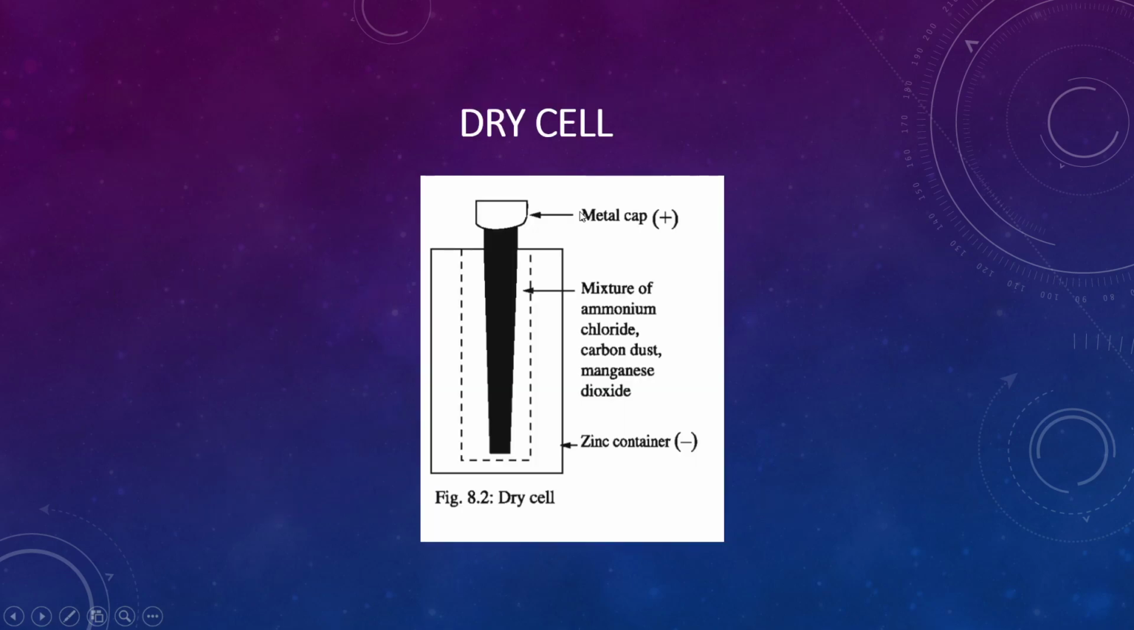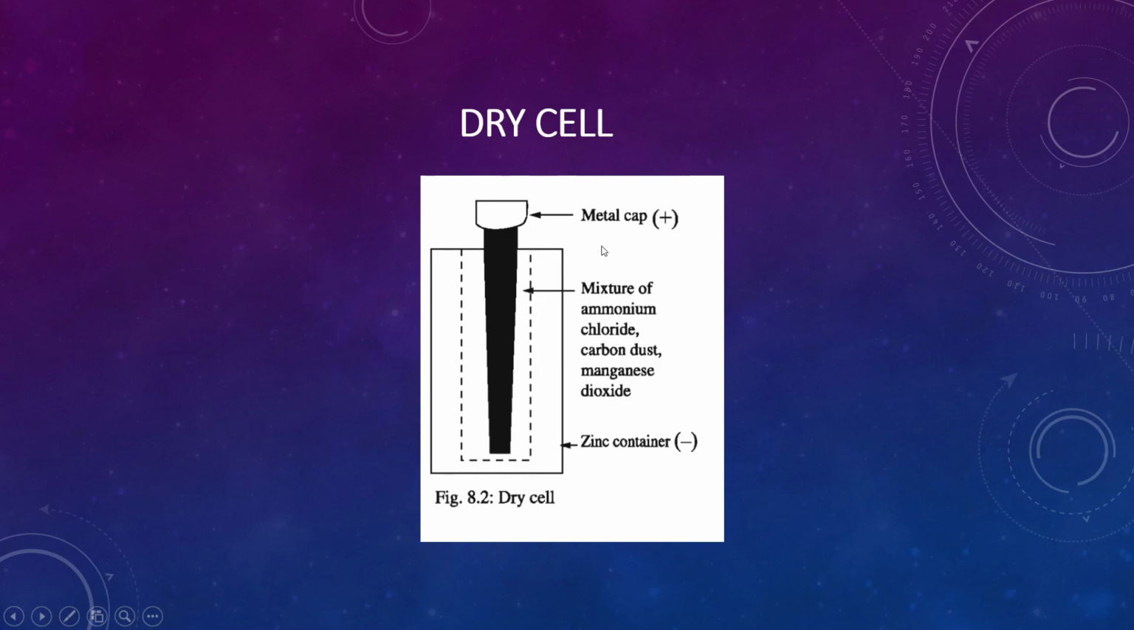Our next topic is dry cell. Here's a picture of a dry cell. It's in the textbook of class 8, and you can find this example figure. In this figure we see that there is an outer layer. This outer layer is made of zinc, and it's a container.